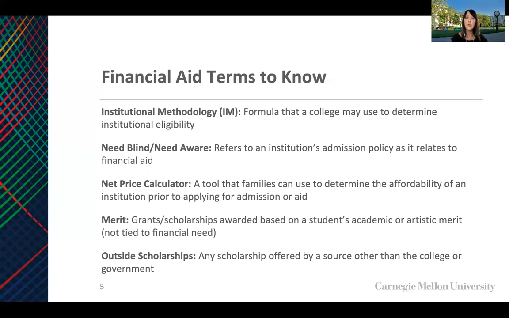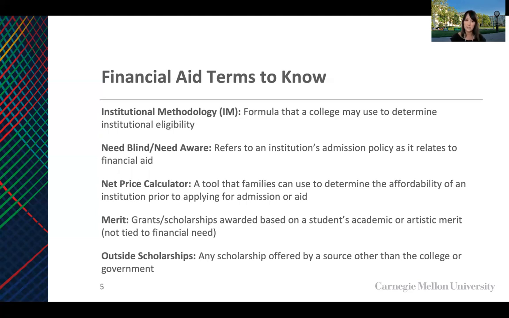application. So another thing to keep in mind is need blind or need aware. You may hear these terms. These terms refer to an institution's admission policy in relationship to financial aid. So need blind would mean that a university is not looking at your financial aid when they are making your admission decision. Need aware would be the opposite. So they are looking at your financial aid information, your application, when they are making your admission decision.